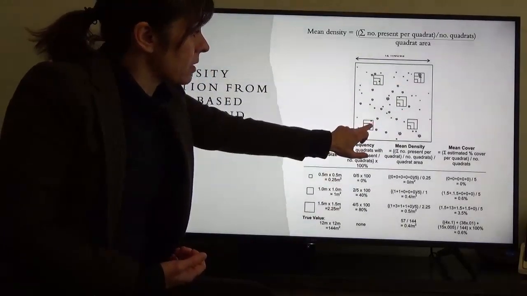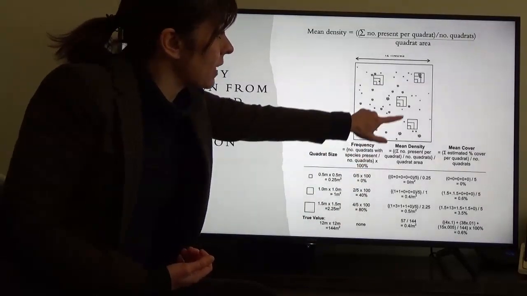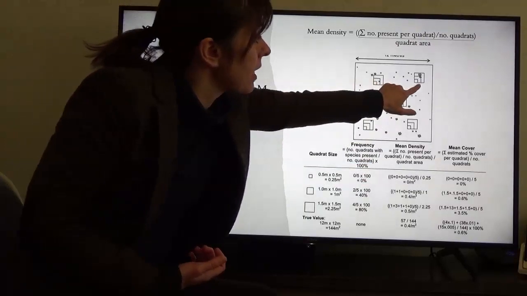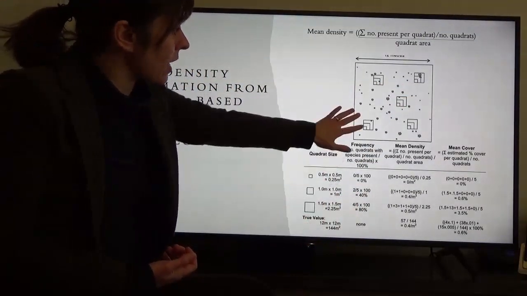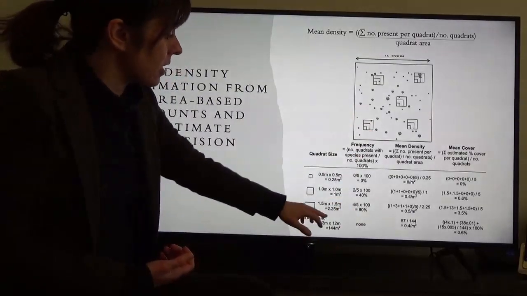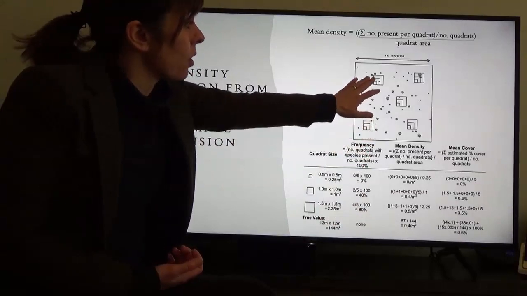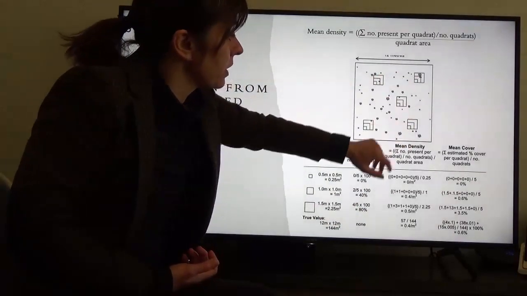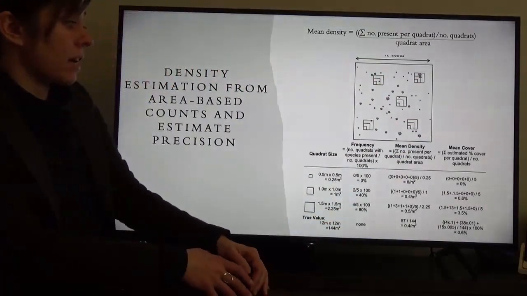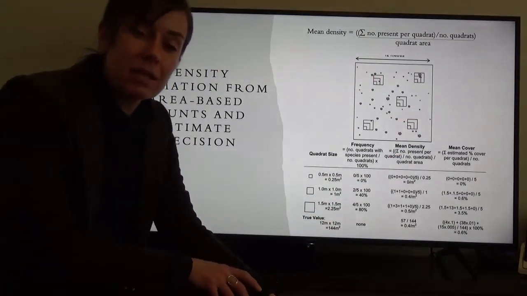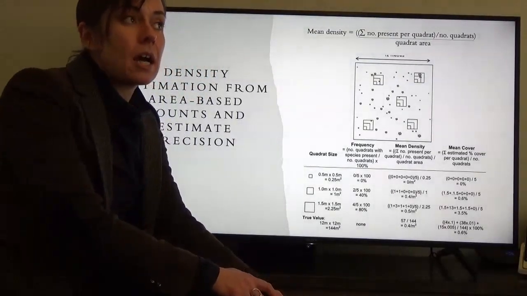In our 1 by 1, so the second nest, in 2 out of 5 of them did we find the species present. So this one and this one. So you record 2 out of 5, or 40%. And then in our 1.5 by 1.5 meter quadrat, we found individuals of that species in 4 of them. So 1, 2, 3, 4. So in that case, we see an abundance frequency of 80%. So you can see how different size quadrats lead to very, very different estimates.